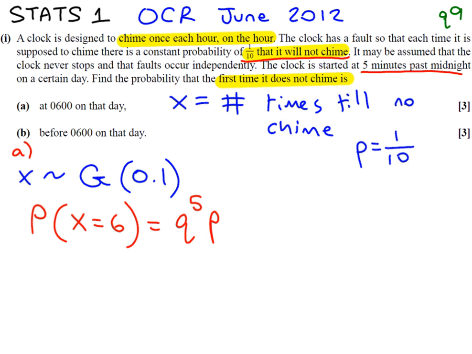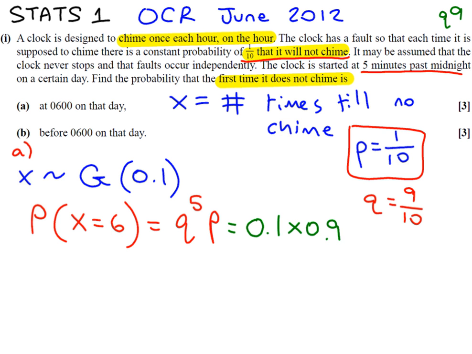So if the probability P is 1 over 10, 1 minus P gives us Q, 9 over 10, or 0.9. So we get this answer by doing 0.1 times 0.9 to the power of 5. It doesn't matter which way around. And we get 0.0590 to 3 significant figures. Obviously, you don't need the 0 if you don't want.